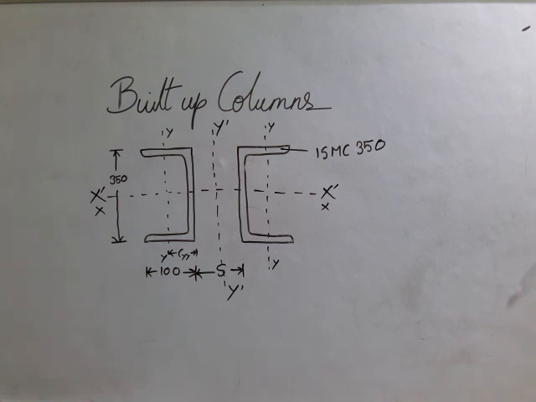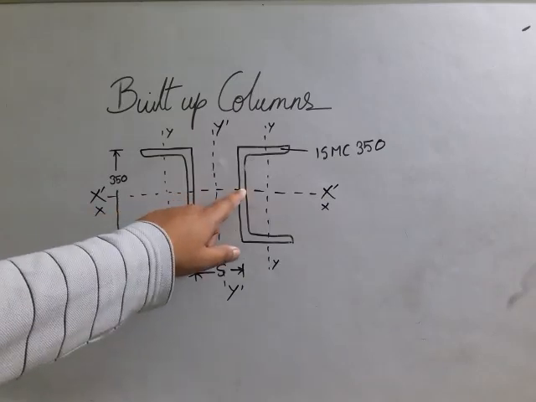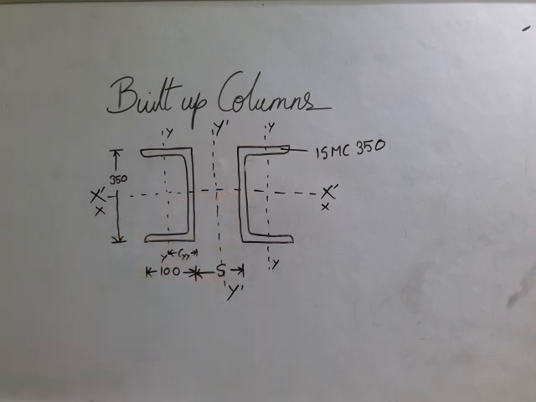Now, these two channel sections are placed in a way which we call back to back. Back to back means the backs of the channel sections are facing each other. You see, this is the back of this channel section and this one is the back of this channel section. Since these two are facing each other, we can say that this is a back to back placement.